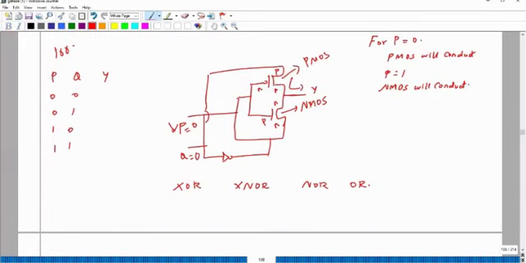Okay, W is x power Y. What is F? F is when Z is 0. When Z is 0, W is selected. When Z is 1, W bar is selected.